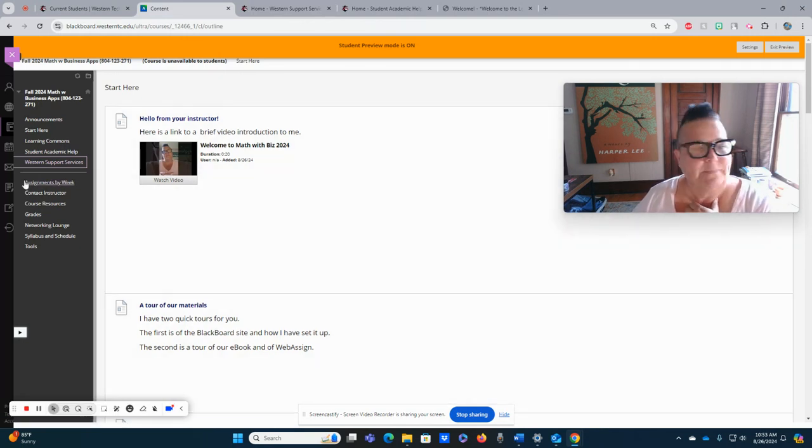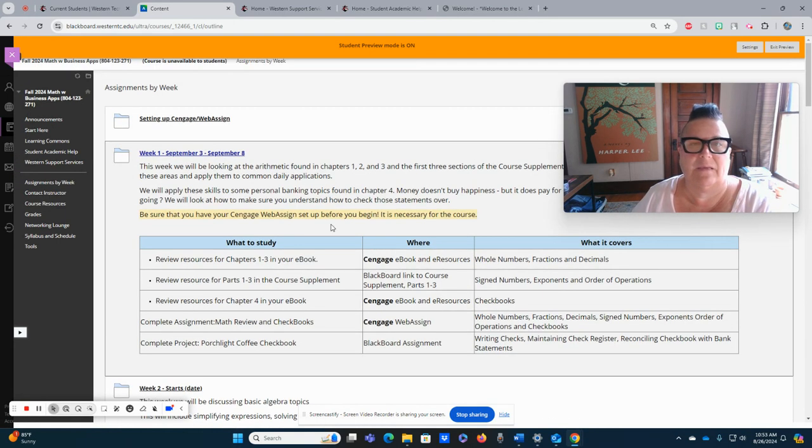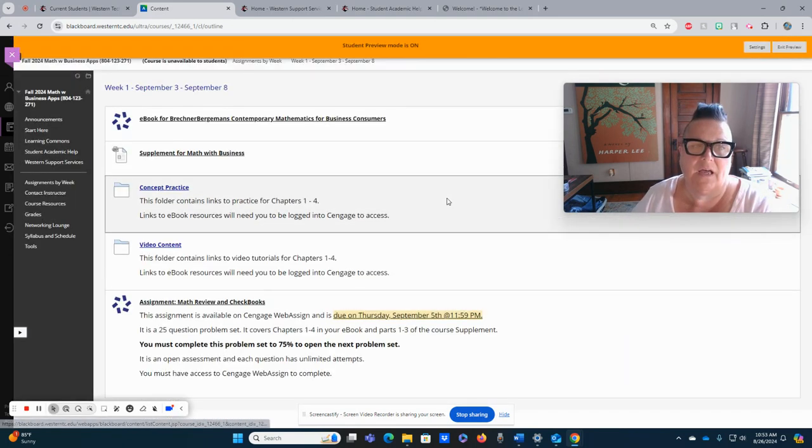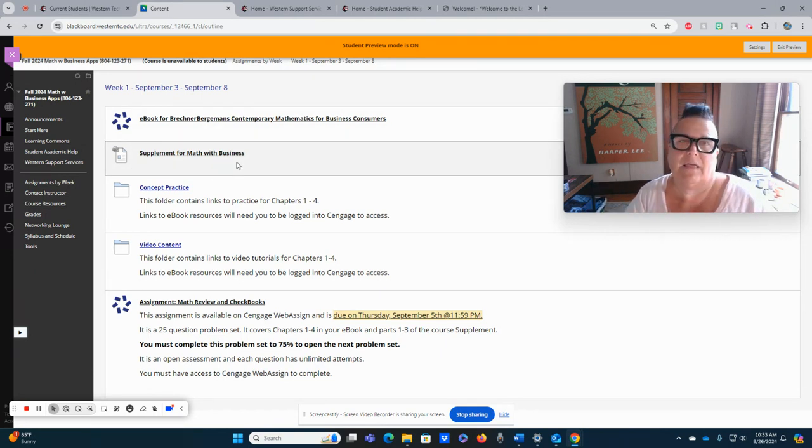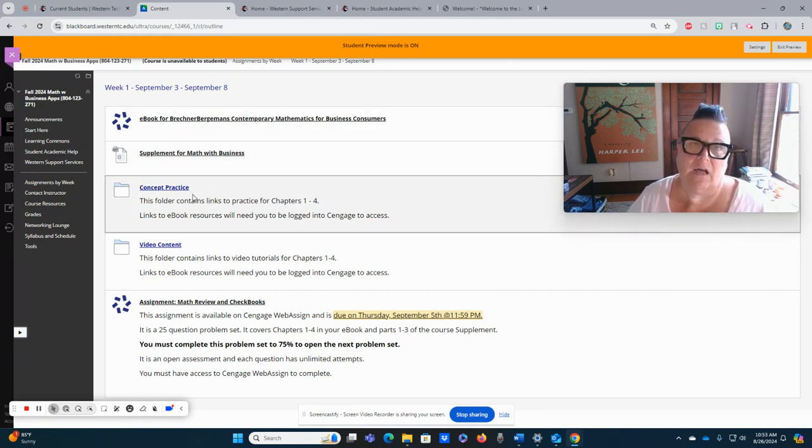All right, now for my stuff. The first thing you will see is assignments by week. Basically, I set up the assignments in weekly folders, and you will want to click on the weekly folder. The first link will always be a link to our Cengage eText. The second link will always be a link to the supplemental free math book that we use for some of the materials in the course. The next will be concept practice. These are problem sets that are optional. You do not need to complete them. They can be scored, but they are not used as a part of your grade.